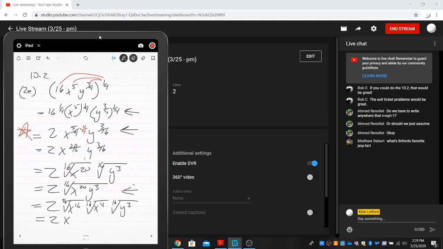Did I say that right? The 16th root of x to the 16th, yeah, that's just 1x. And then we have the 16th root of x to the 4th, y cubed. There, that is our final answer. I promise. That's all that we'll need to do for here.